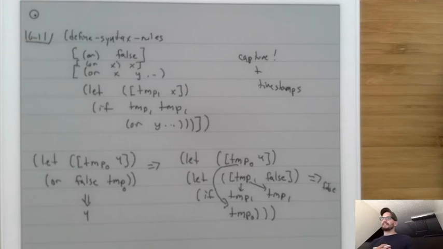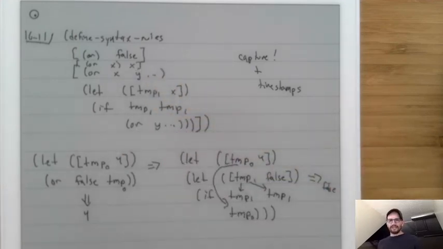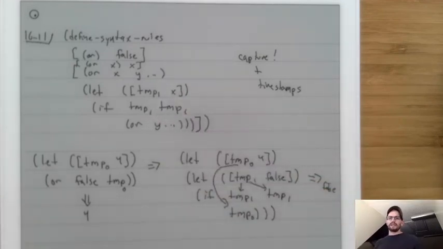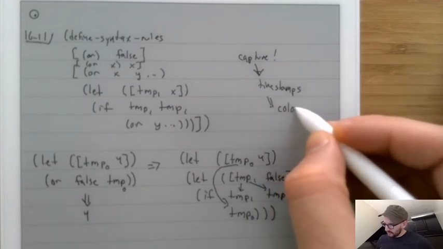People came up with an idea for how to generate and check these timestamps. However, it turns out that timestamps alone were not sufficient. The reason is, what if we use the OR macro twice? Then we now have two different instances of temp 1, and we want to make sure that those don't overlap with one another. So this idea came out that's called coloring. Capture turned into timestamps, turned into colors.